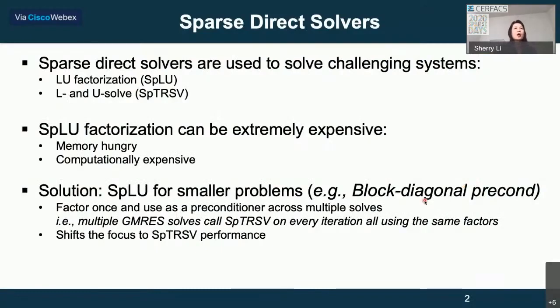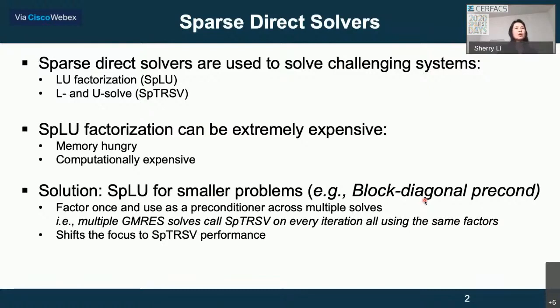So sparse direct solvers have two main parts. One is the factorization, one is the triangular solve. And factorization can be very expensive, not only for memory, but also computationally, it's quite a lot of work.